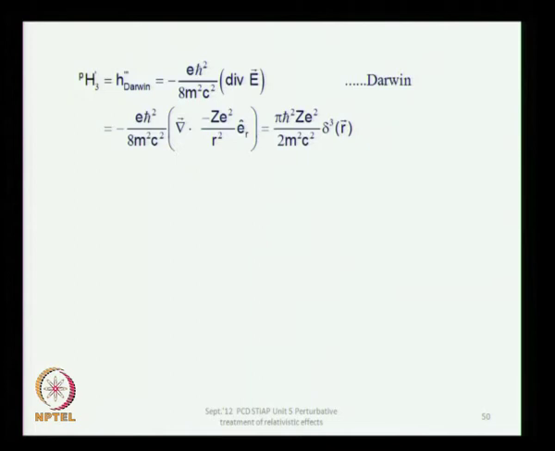And now we come to the last term, which is the Darwin correction. Now, the Darwin correction has got a delta function because it is coming from the divergence of the electric field, which is 1 over r square.